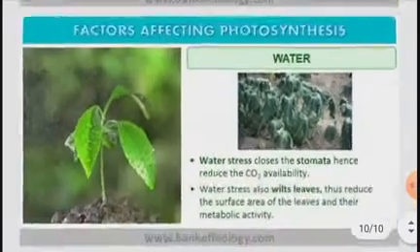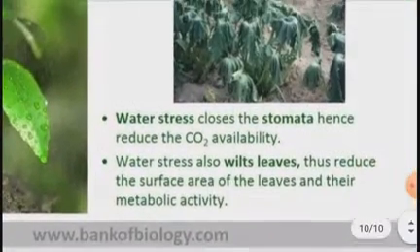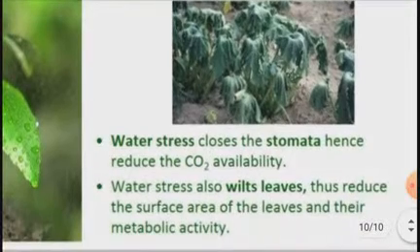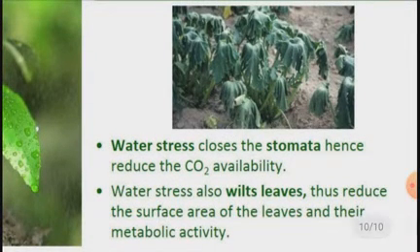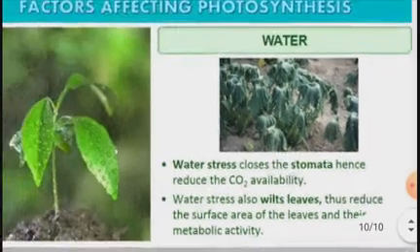The second factor is water. Water stress closes the stomata, hence reducing the carbon dioxide availability. Water stress also wilts leaves, thus reducing the surface area of leaves and their metabolic activity.